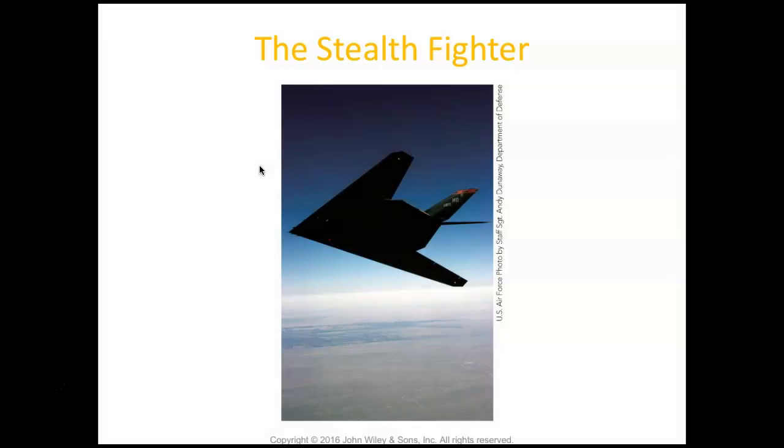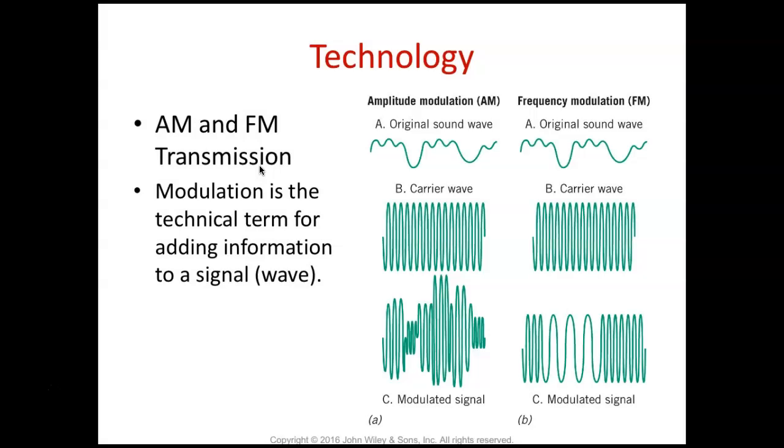The stealth fighter is an interesting piece of technology. It's actually been engineered to be able to reflect and absorb microwave radiation, and that makes it unable to be detected by radar. So that's kind of an interesting way in which we've used this electromagnetic spectrum for our own good, I guess you could say.